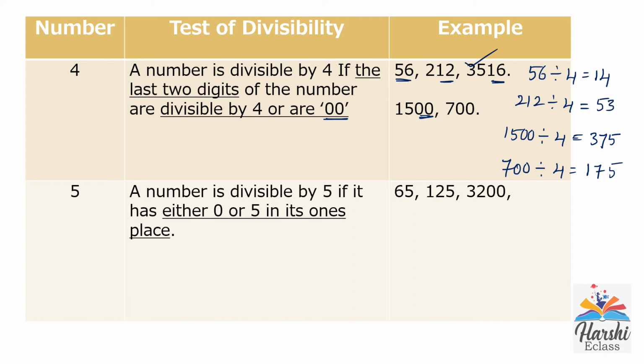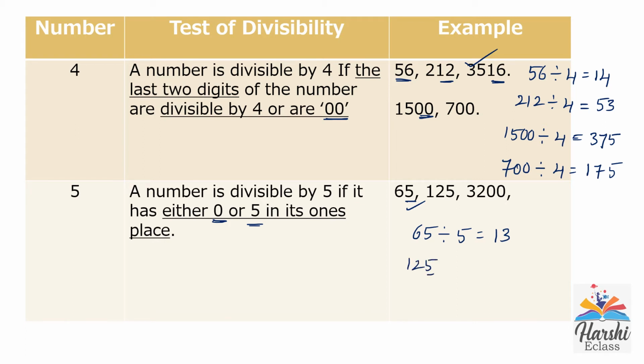Next, number 5. A number is divisible by 5 if it has either 0 or 5 in its ones place. Example 65. 65 is ending with 5. So it is divisible by 5. 65 divided by 5 is equal to, 5 ones are 5, 5 threes are 15. 13 will come.